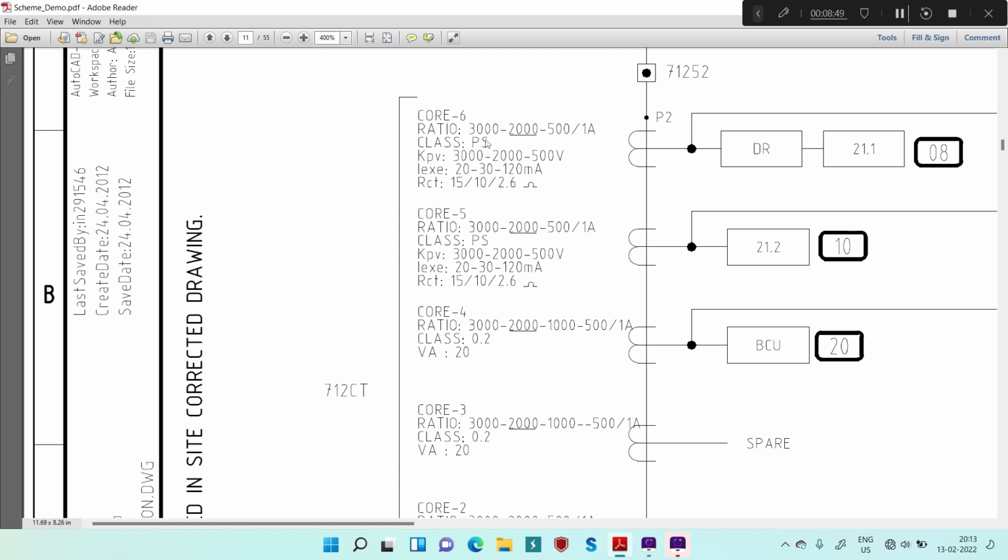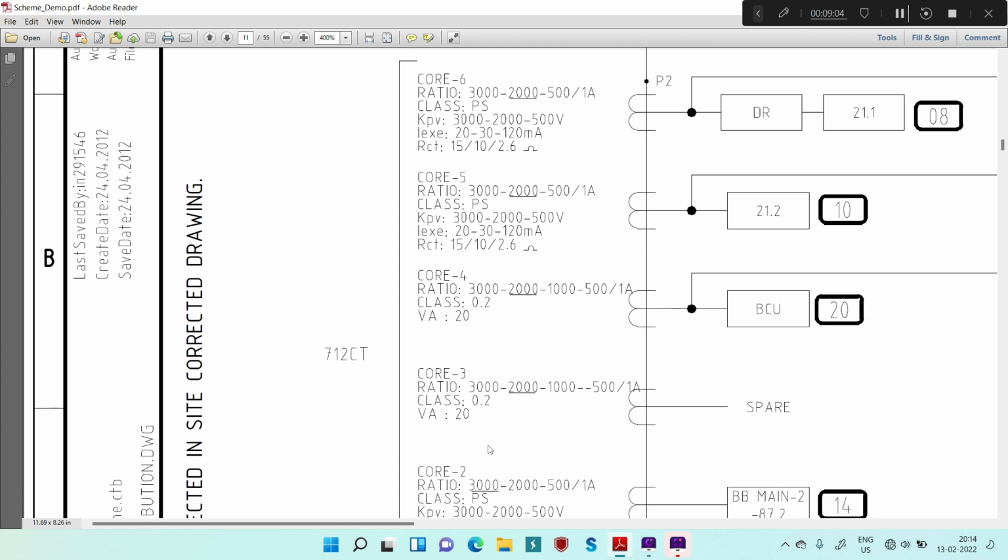Another important thing, if you see the class of core 6, it is PS, that is, this core is for protection purpose. So you have to use core 6 for the connection of protection relays. Core 5 is again PS, that is protection. Core 4, if you see the class, this is 0.2, that means 0.2 accuracy class. So this is for metering purpose. Again, core 3 is also for metering purpose.